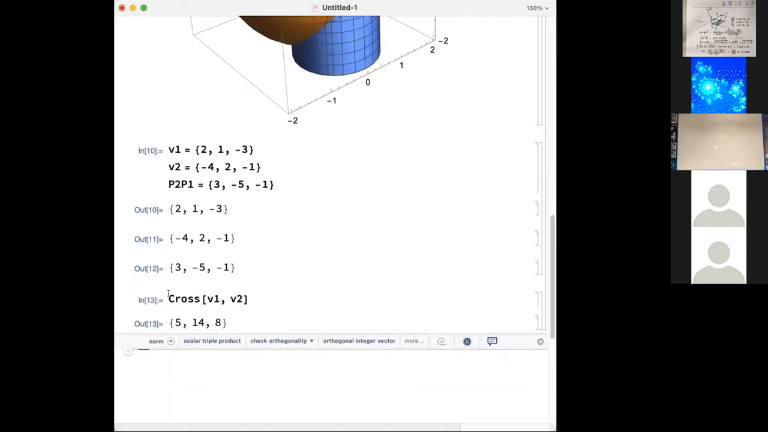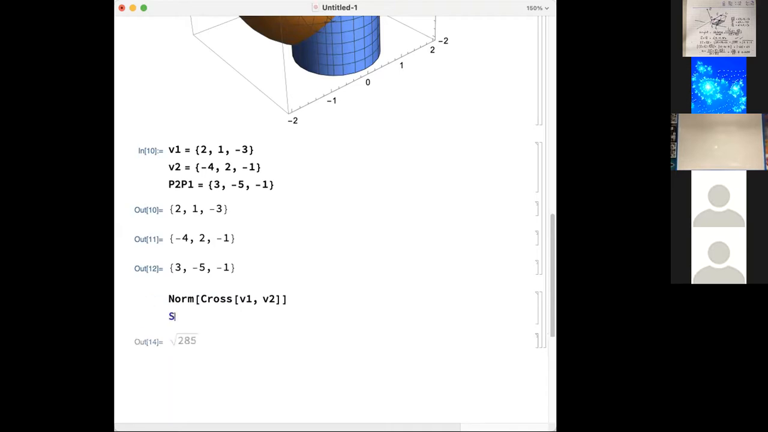And let's build that formula from there. I don't have to build the formula in a new line, but what I want to say is what's the norm of that cross product? How long is it? 285. I want you to also understand that you could find the norm by doing what? Dotting a vector with itself and taking the square root. That's the more classical way to find that.